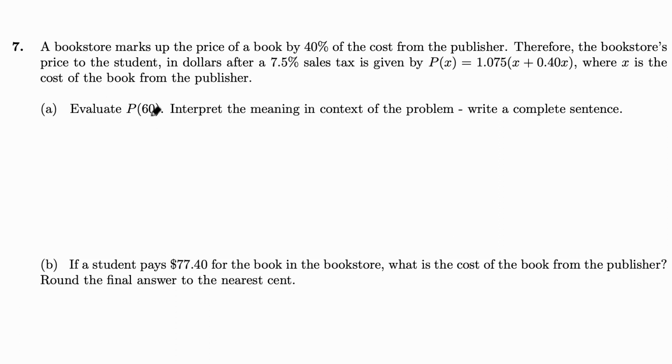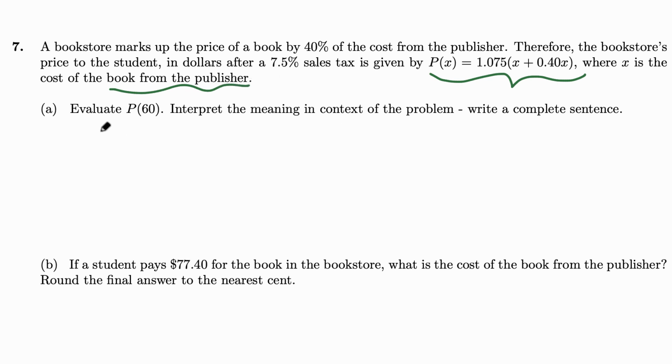Test 1 review number 7. Read the question carefully. So the bookstore's price is given by this formula: 1.075 times quantity x plus 0.40x, where x is the cost of the book from the publisher.